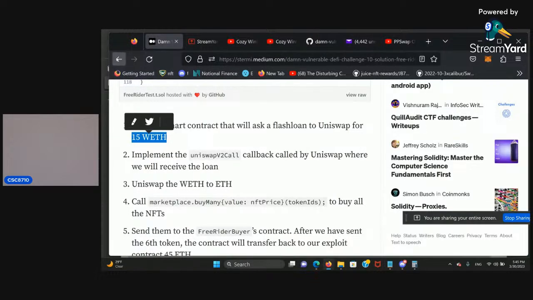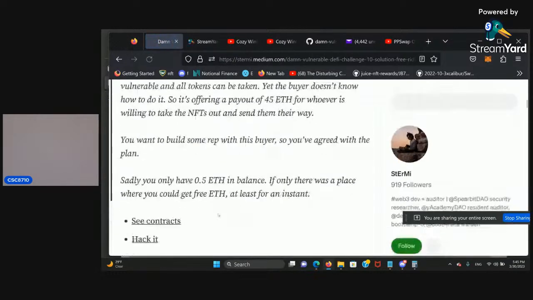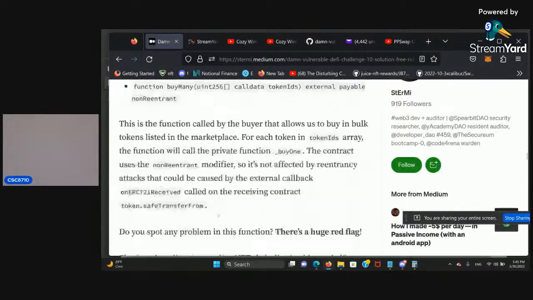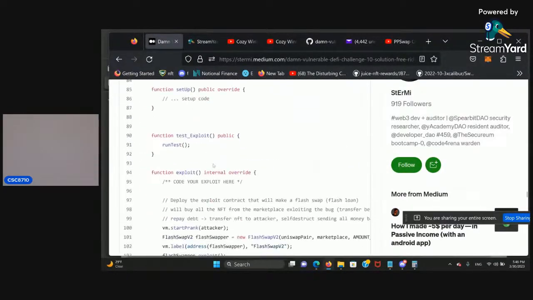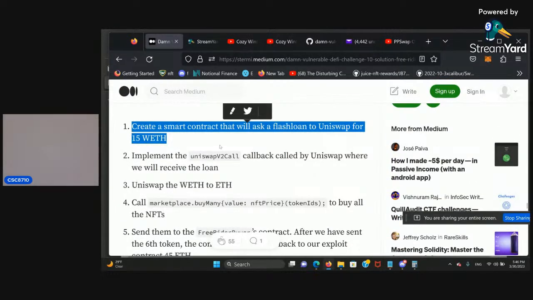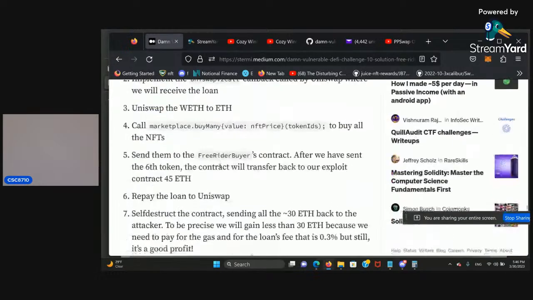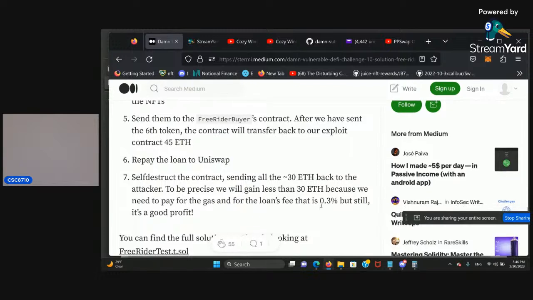There's an article, if you search Google for Damn Vulnerable DeFi Free Rider, you have a nice article over here that tells you all the steps. One of the most important steps, I believe, is that you need to call Uniswap to get a flash loan, so that's the first step. Create a smart contract that will ask for a flash loan from Uniswap for 50 Ethereum, and then you can use that to buy the 6 NFTs. After you get the prize, you can repay the loan to Uniswap, because you already got the prize. So you can take 50 Ethereum to pay back the loan plus the 0.3% flash loan fee.